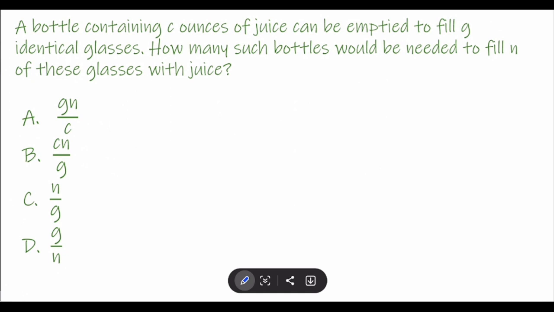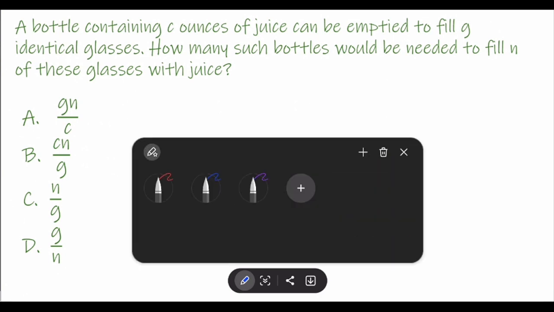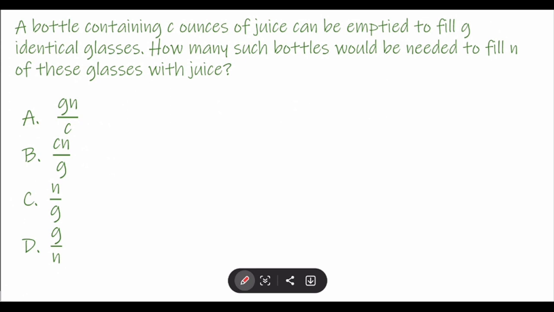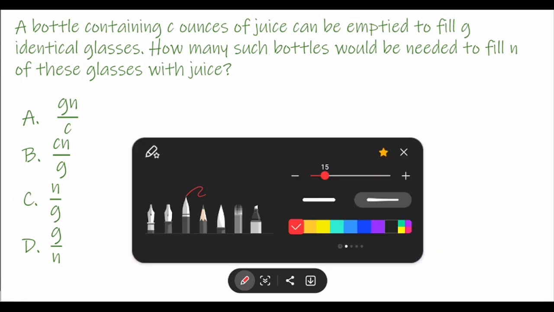So let us find the answer together, but let's analyze first the problem. So it says that a bottle containing C ounces of juice can be emptied to fill G identical glasses. So how many such bottles would be needed to fill N of these glasses with juice? And then the choices are Gn over C, Cn over G, N over G, and G over N. So it is not that easy to analyze. So let us illustrate this first.